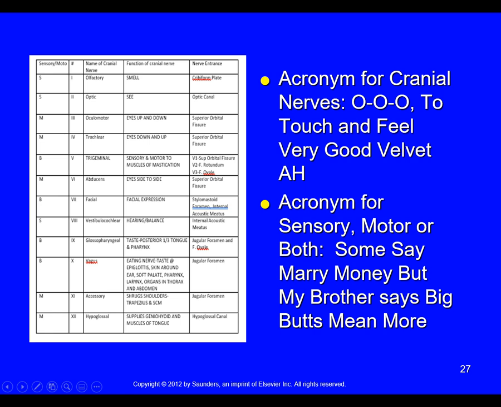So I've got this paper in your lab packet for you to laminate or put in a sleeve so you can go over and over writing down your acronym to get down your first letters of the cranial nerves, and then also to get down your S, M, or B for sensory, motor, or both. I'm going to go to another video for the trigeminal and the facial.